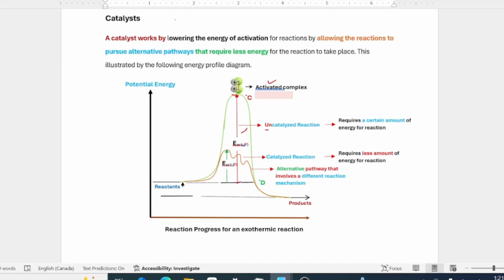In the presence of a catalyst, the same reaction now goes through an alternative pathway involving a different reaction mechanism to form the products. But it necessitates a smaller amount of energy for that to happen. So this is how catalysts work. They increase the rate of reactions by lowering the energy of activation. Instead of all of that energy being needed, you only need that amount of energy, all because it allows the reaction to go through a different pathway that requires less energy.